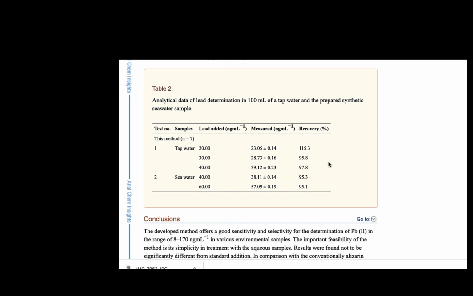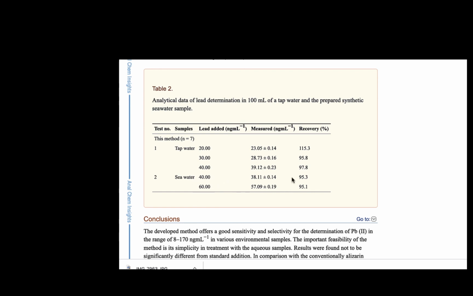Okay, so I thought this was pretty interesting. They give us enough information that we can actually calculate some confidence intervals. So they have 3 sets of different amounts of lead that they added in nanograms per milliliter. So we have 20, 30, and 40 nanograms per milliliter added to 100 milliliters of water. And then they had some synthetic seawater where they added 40 and 60.